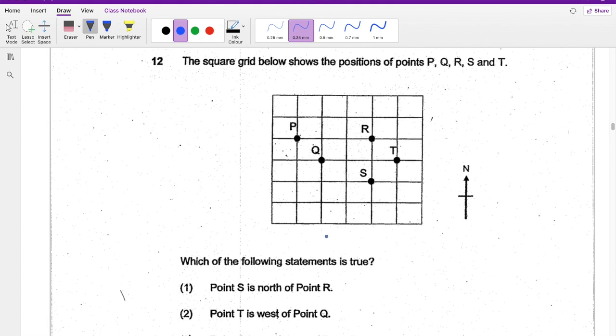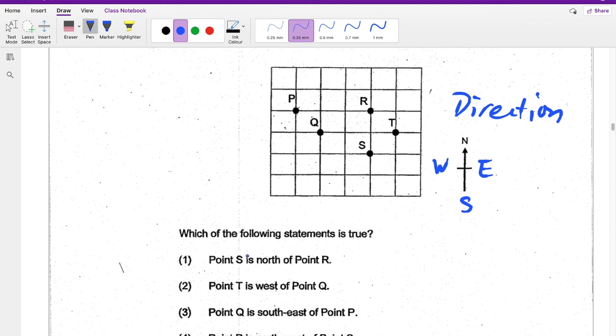Okay, for question 12. This square grid below shows the positions of the points P, Q, R, S, T. We know that the concept for this question is direction. With north to the top, we have south at the bottom, and on the left is west, right is east.